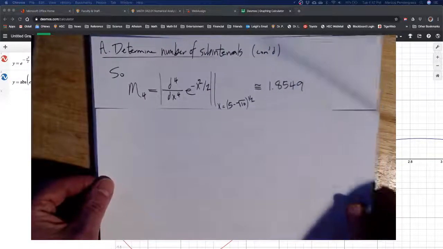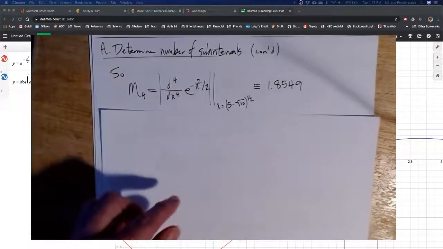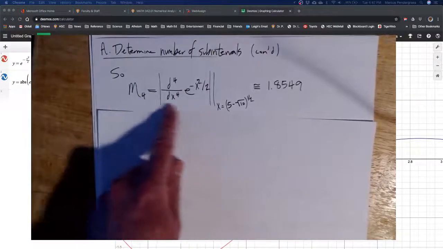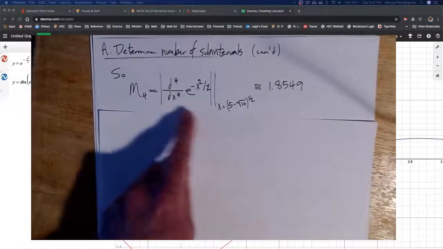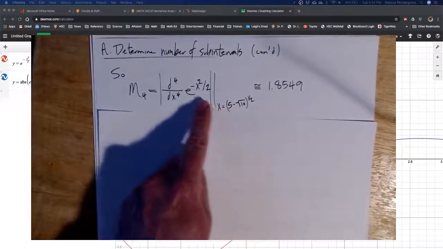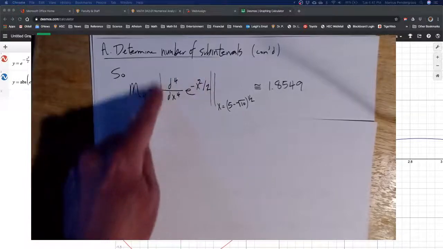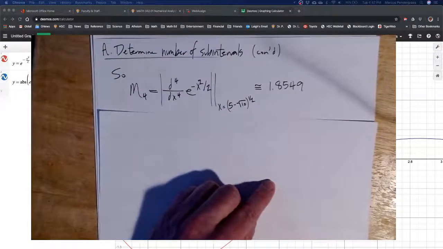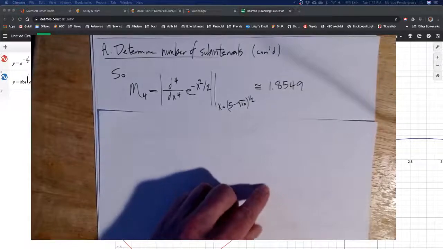So next we would plug that value of x into the fourth derivative to find out what M4 is, and of course take the absolute value. So taking that x we found, plugging it into the fourth derivative, and then taking absolute values, that winds up at 1.8549. So that's my value of M4, at least rounded to 4 places.